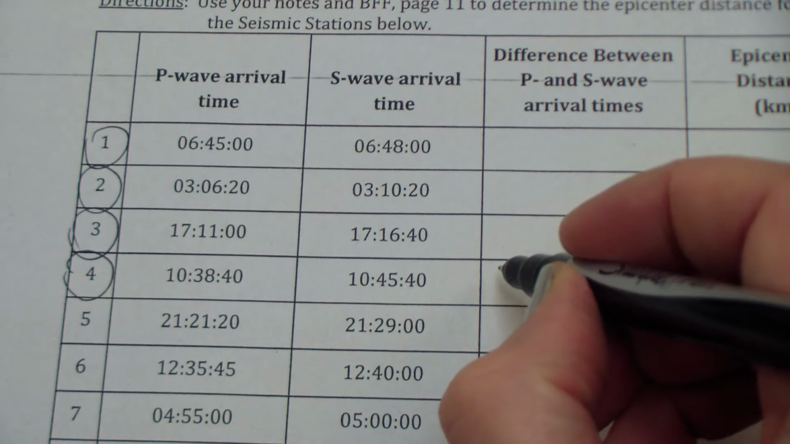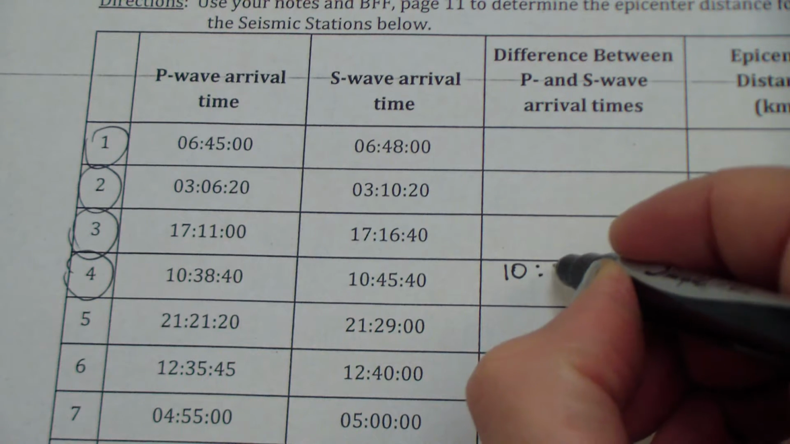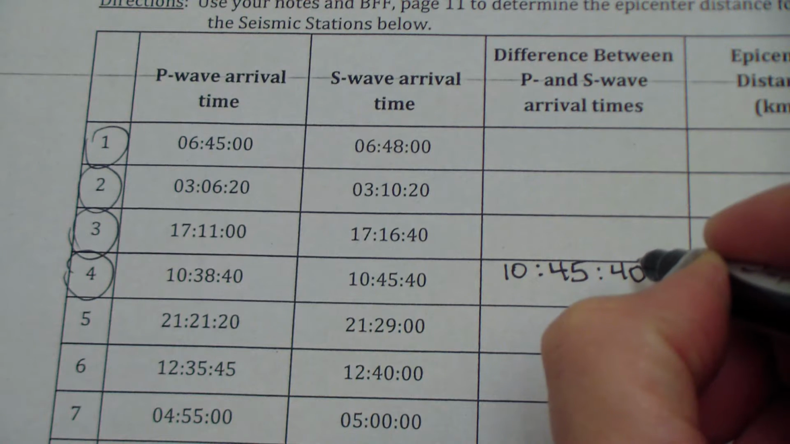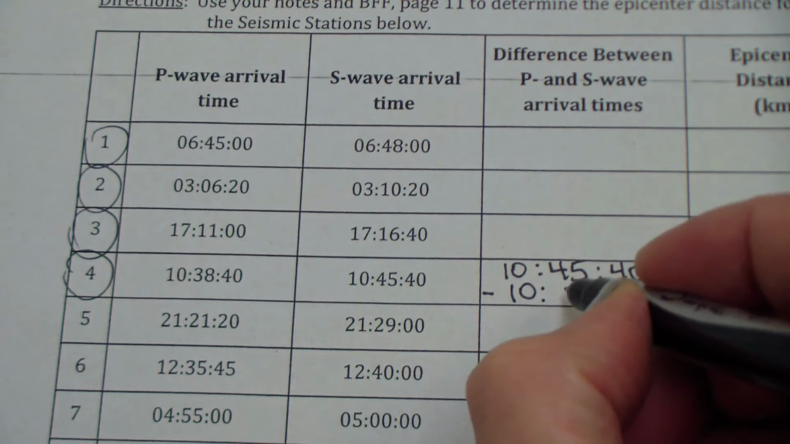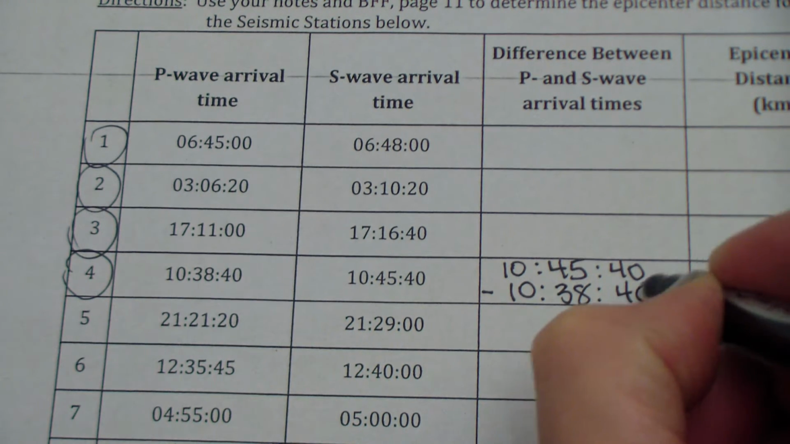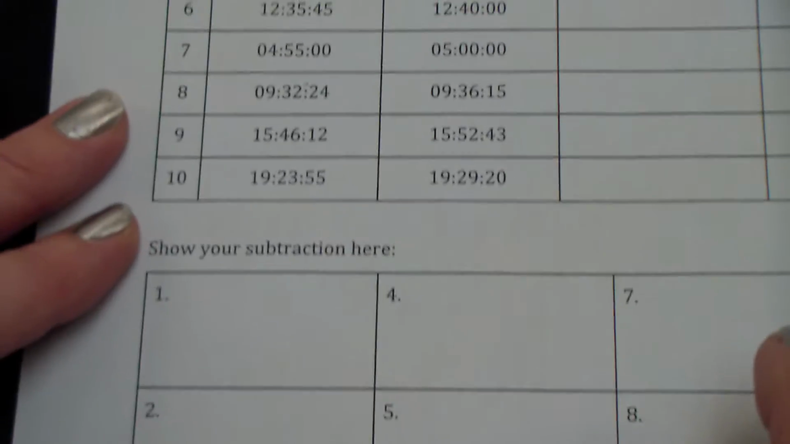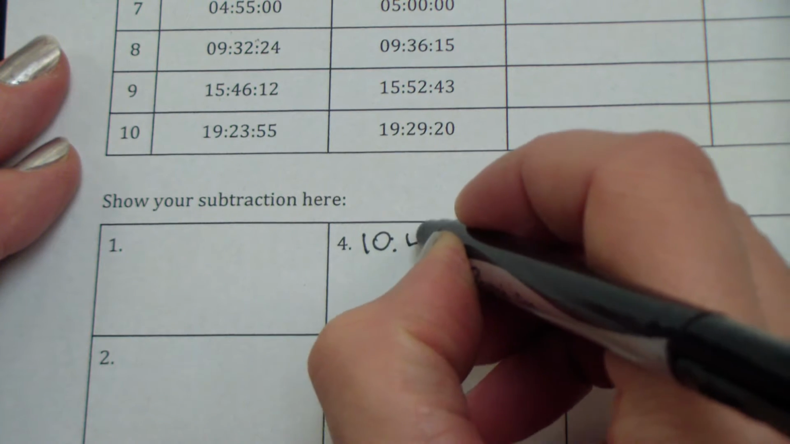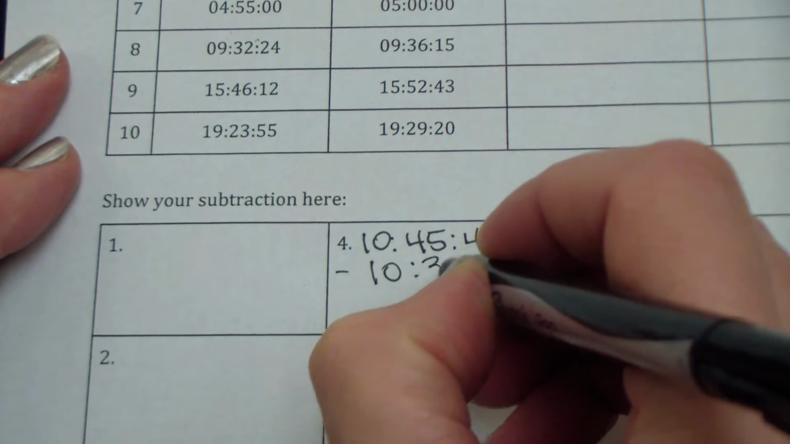Okay, so number 4, remember you always do the S-wave travel time first, because that's always going to be the bigger number, because that's always the second wave to arrive at the seismic station. So I subtract the S minus P wave, like that. Oh, hold on. We're going to do that work down here, like this, so that way we have enough room for this.